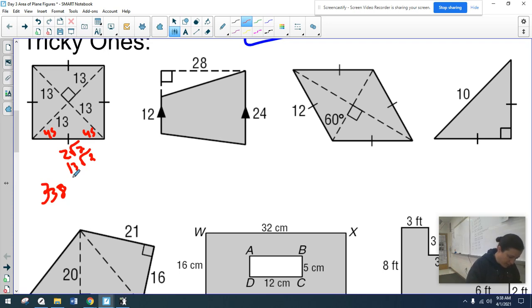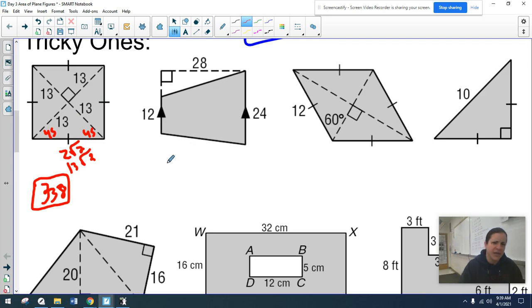Okay, the other way to do it, this actually could be a rhombus as well. If it were a rhombus, we do have perpendicular diagonals, and you have all equal sides. So if you consider this a rhombus, then you've got 26 times 26 divided by 2. Guess what? You get the same thing. So whichever way works, it doesn't matter. Whether you did it this way or they do the 26 times 26 and cut it in half, both work.